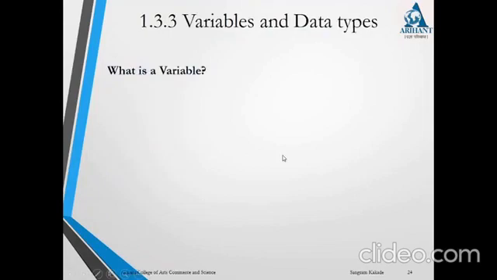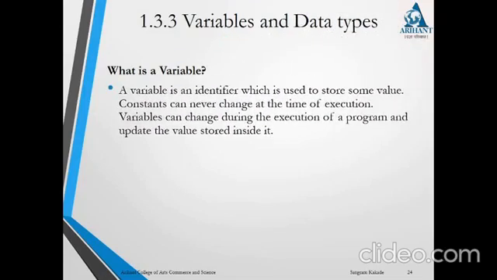Let's move towards variables and data types. What are variables? Variables are names given to values. Basically, you declare the variable, assign a value, and use the variable in operations. A variable is an identifier which is used to store some value. It should follow the rules of an identifier when declared, and it is able to store some value in it.